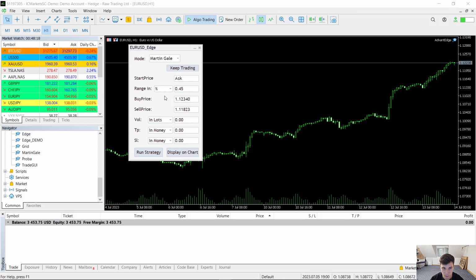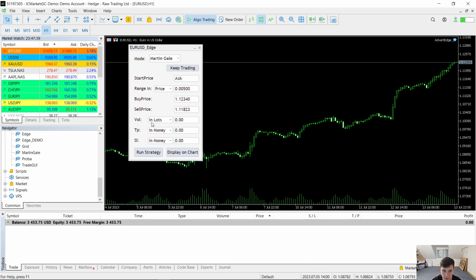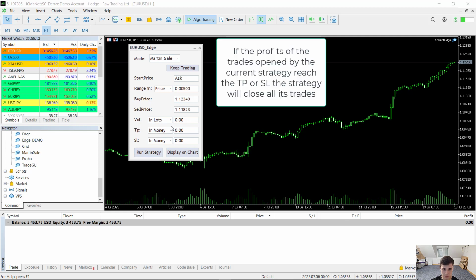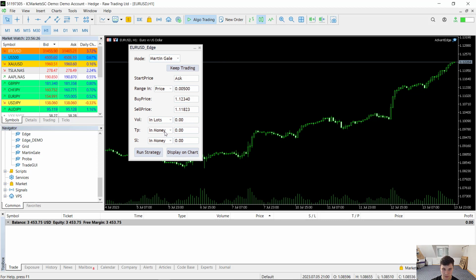The buy price is where the expert advisor is going to buy, the sell price is where the expert advisor is going to sell. The volume parameter gives the volume available for the strategy. The volume can be given in lots, in money, or in the percentage of the balance. Take profit and the stop loss are the parameters where the strategy will stop or close out the open trades. These can be given in money or in the percentage of the balance.